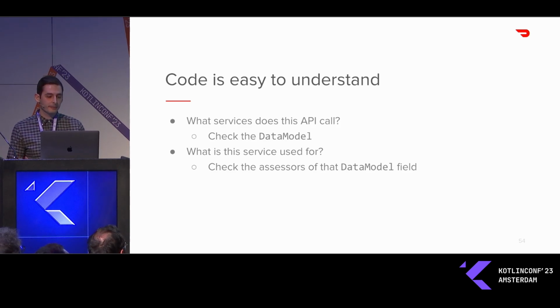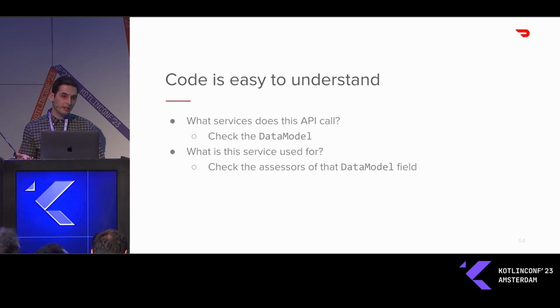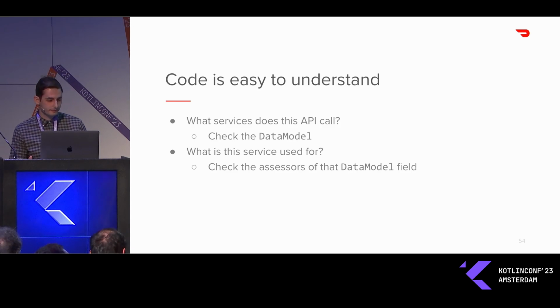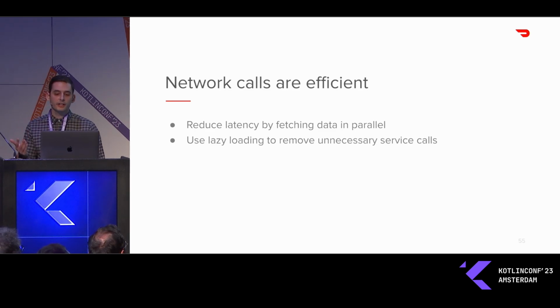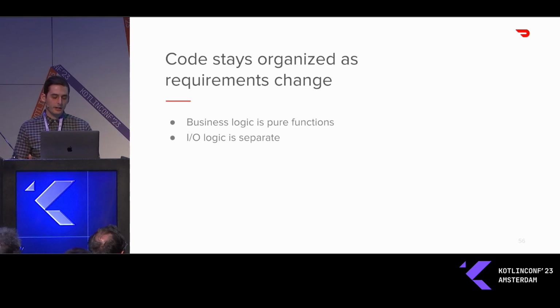So thanks to this pattern, our code is easy to understand. If you want to know at a glance what service calls your API makes, you can check the data model. And if you want to know what those services are used for, you can check accessors of the data model to see when those responses are used. Our network calls are efficient. We fetch the data in parallel and avoid unnecessary service calls through lazy loading. And by keeping our business logic and I/O separate, we're able to keep our code organized even as we add new features and respond to product changes.